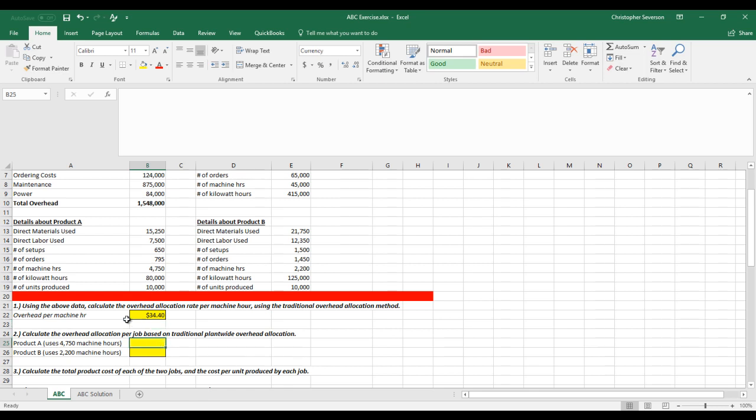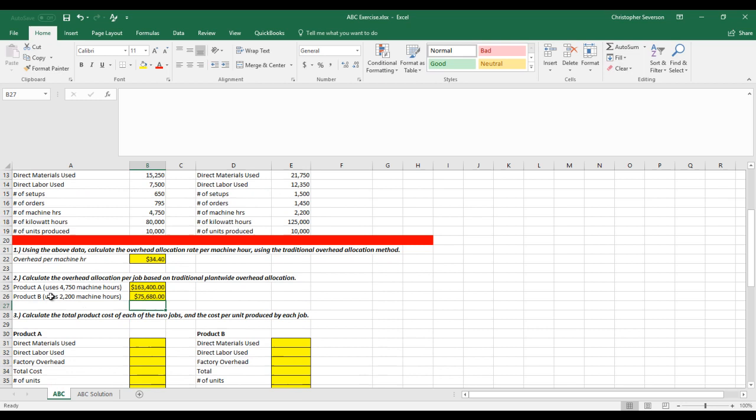Now we want to know, out of this overhead, how much goes to product A and how much goes to product B. To know that, they have to tell us how many machine hours each used. Now this is just a reminder, we can get this up here. Product A uses 4,750 hours. Product B uses 2,200. So what we're doing here is multiplying that by this $34.40 rate. Same with B. It's machine hours. That's what drives it in this traditional method. So we have all of that information there.